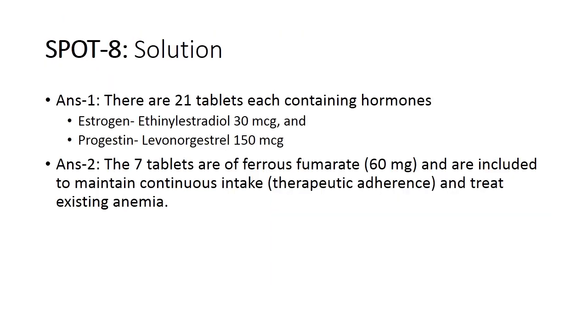The answer is: 21 white tablets have two hormones, estrogen ethinyl estradiol 30 microgram and progesterone levonorgestrel 150 microgram. And the 7 tablets are ferrous fumarate or ferrous sulfate 60 milligram. They are included to maintain continuous intake and treat existing anemia, because there is no discontinuation in between, so there is therapeutic adherence.